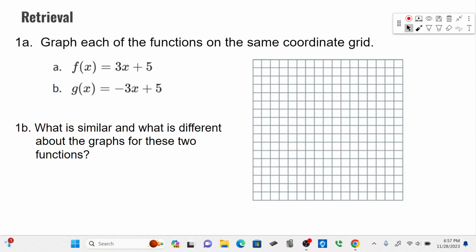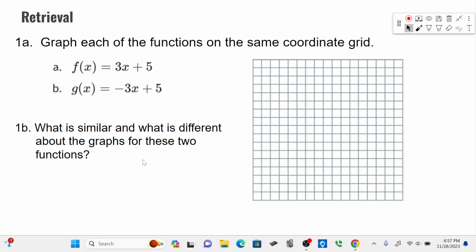Hello, this is Mrs. Scarpel, and this video is going to go over the problems from the retrieval for Unit 3, Lesson 1. The first problem gives us two functions, function f and function g, and the directions are to graph each of them on the same coordinate grid.